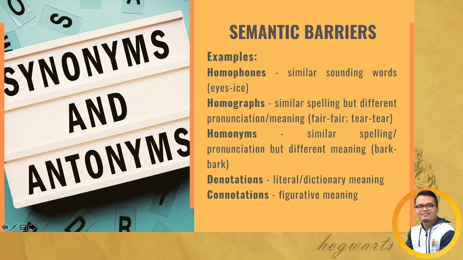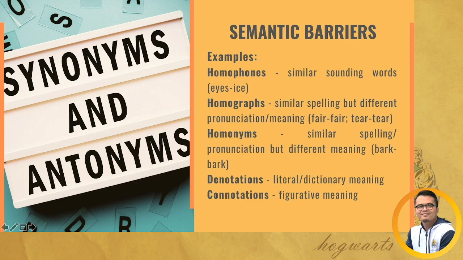Homonyms. These are words with similar spelling and pronunciation but different meaning. For example, the word bark, which means to howl like dogs, and bark, which is a stem or a part of a tree.